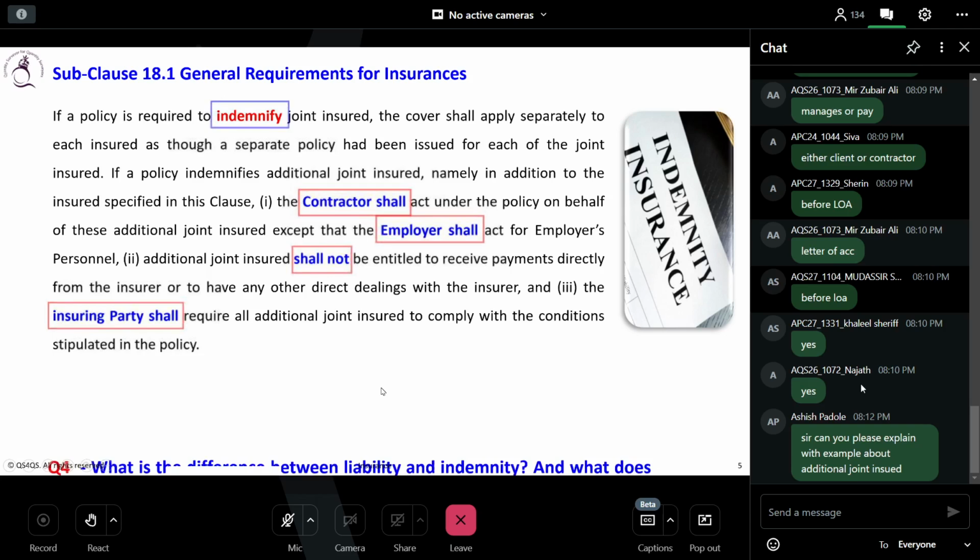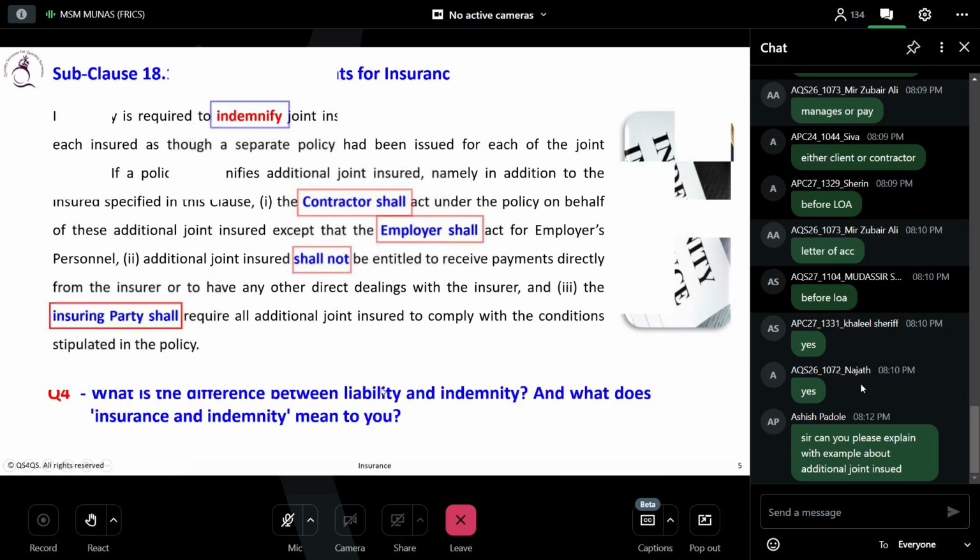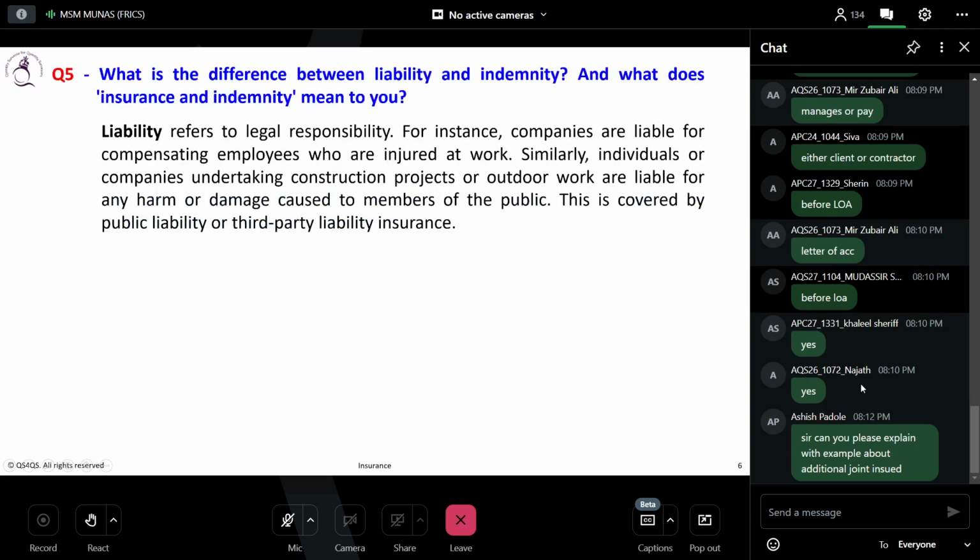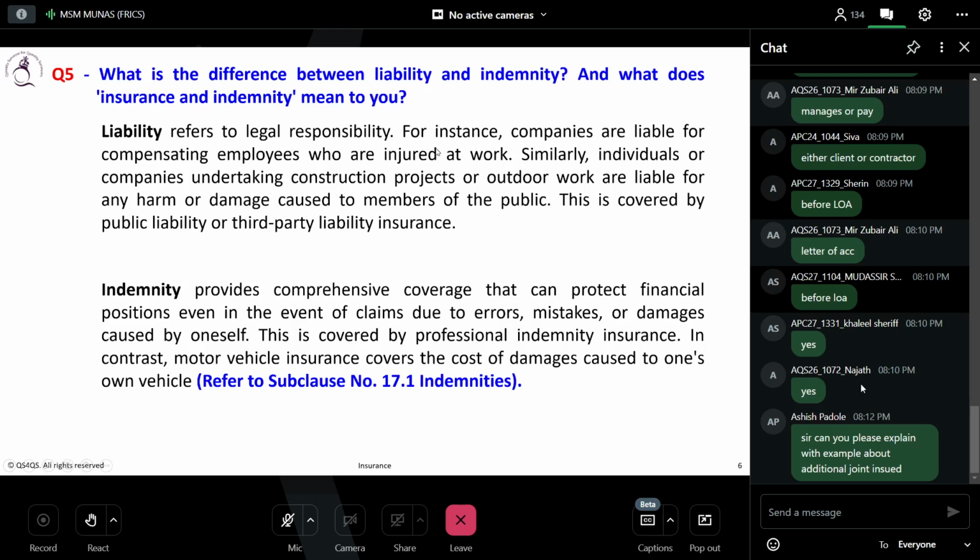So now liability and indemnity. What does that mean? Liability refers to legal responsibility. That means contractual obligation. You understand? If you have a contractor obligation, or an employer obligation, and they breach their liability, then there will be a lawsuit. So both parties must obey the liability.